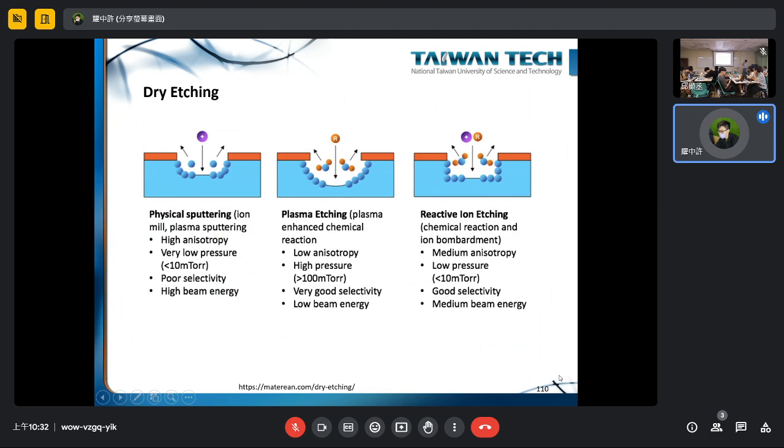But people usually combine both, which is called reactive ion etching. So we can tune the concentration of positive ions and reactive ions, so we can have better control of the structure.